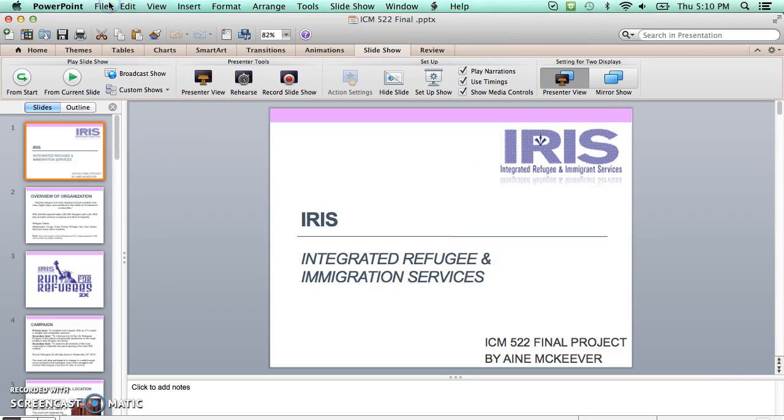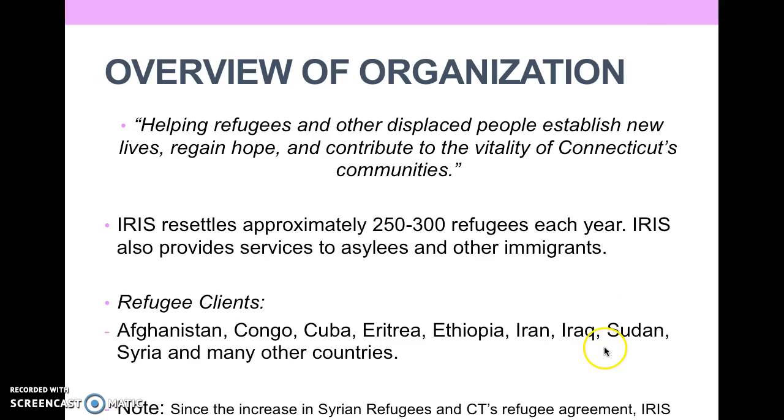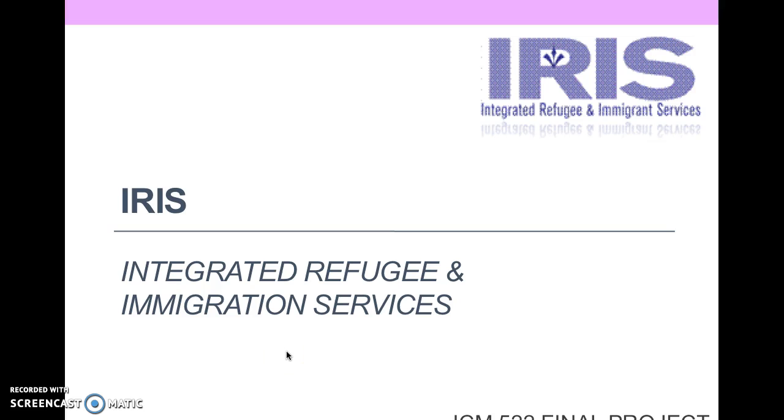So I decided to, let me just get this up really quick. There we go. Okay, so my presentation is on Iris, and that is Integrated Refugee and Immigrant Services. They're located right there in New Haven, and I actually volunteered with Iris, and I'm currently volunteering with them. I started just over Thanksgiving break, and I've been continuing that with them, and hopefully into the new year when I come back.